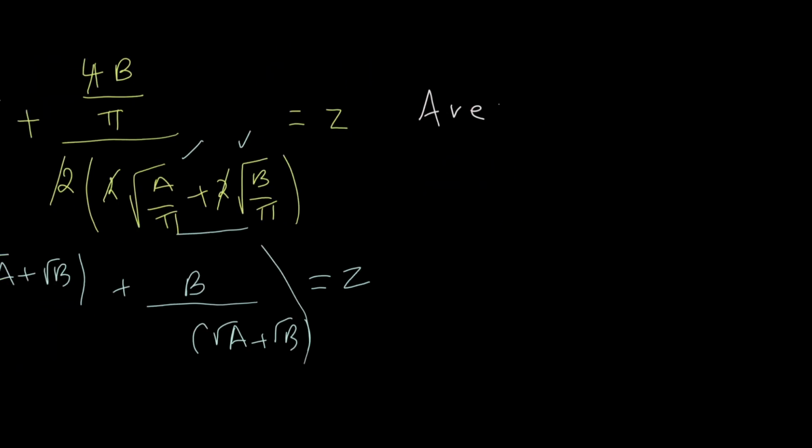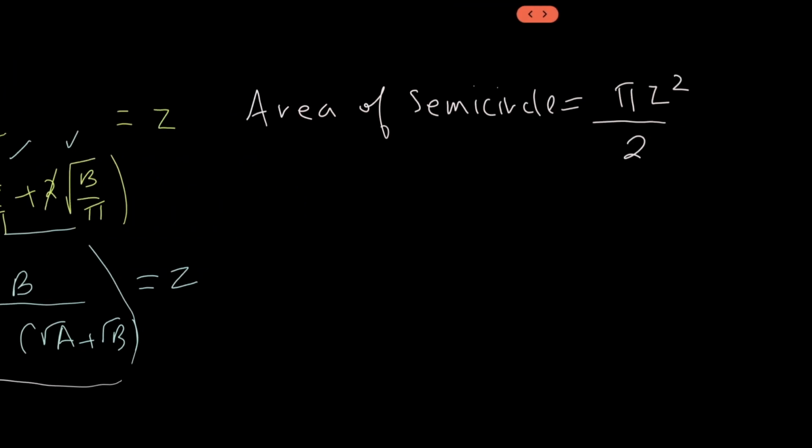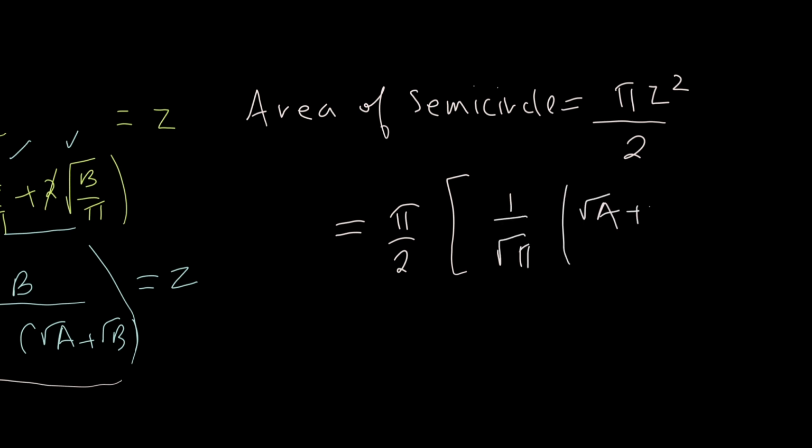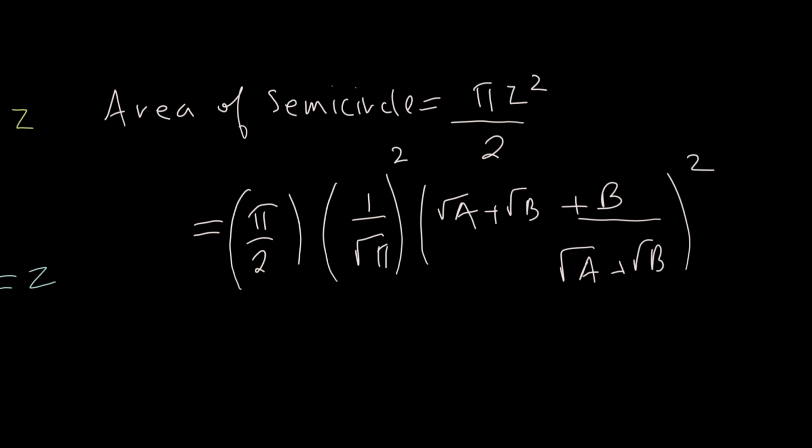Now area of the semicircle that we need to get would be equal to pi radius square, therefore radius we have taken as z, so pi z square upon 2. The value of z we have got over here, so that would be equal to pi upon 2 multiplied with the complete square. Now this square can be broken with this and this term separately because they are in multiplication. Now 1 upon root pi the complete square will simply turn out to be 1 upon pi, and this pi will cancel out with this one.